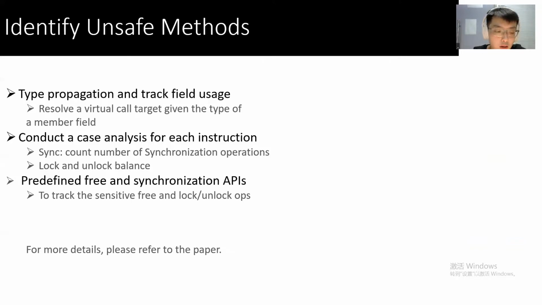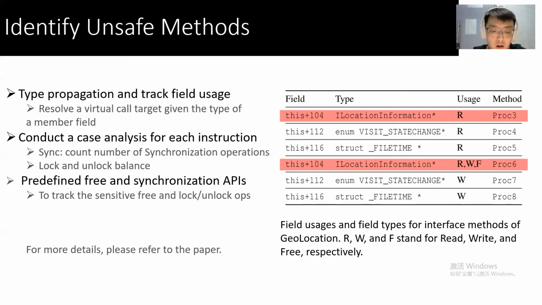This is realized by tracking the usage of the this pointer, since all member fields are accessed via the this pointer with a constant offset. This module reports all unsafe methods and unguarded field offsets with 6 types: read-read, read-write, read-free, write-write, write-free, and free-free races. An example of the analyzed field usage and field types for an interface method of geolocation is shown in the right picture.